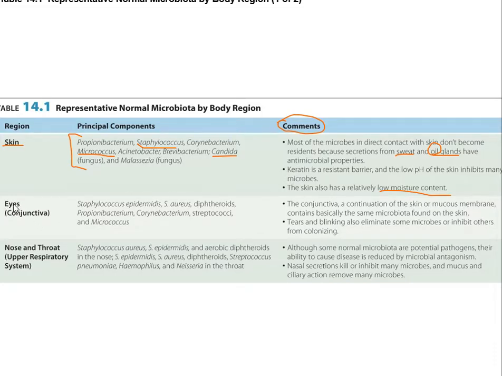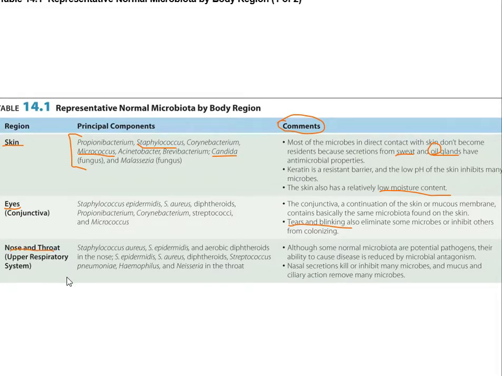The eye microbiota is not that different from the skin microbiota, because the conjunctiva of the eye is a continuation of the skin. Okay, so they have similar microbiota, and what helps also to keep microbes away in the eye is tears that have lysozyme and immunoglobulin, and blinking, which eliminate microbes.